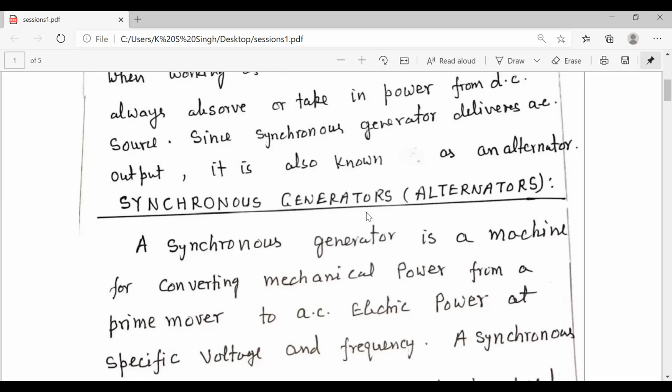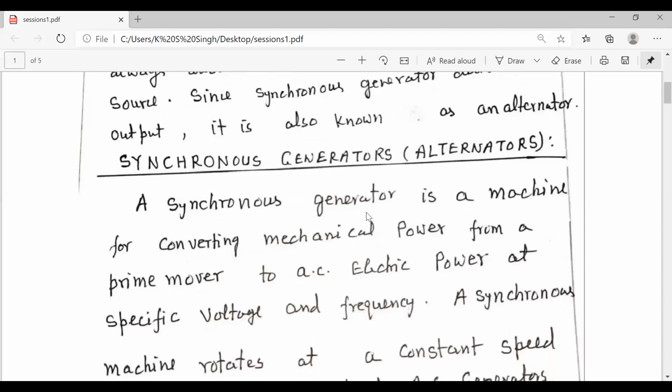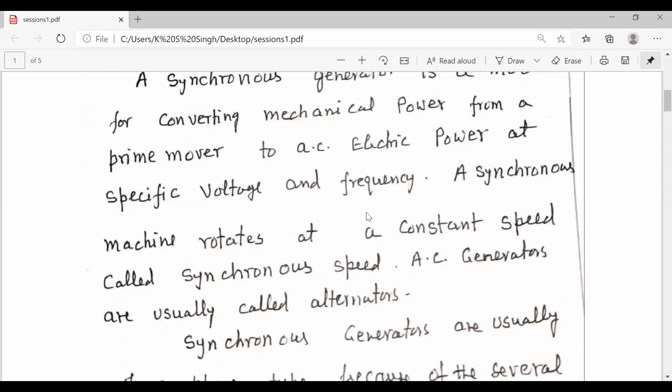A synchronous generator is a machine for converting mechanical power from a prime mover to AC electrical power at a specific voltage and frequency. The machine rotates at a constant speed called synchronous speed. AC generators are usually called alternators. Why is it called an alternator? Because it is delivering AC power.